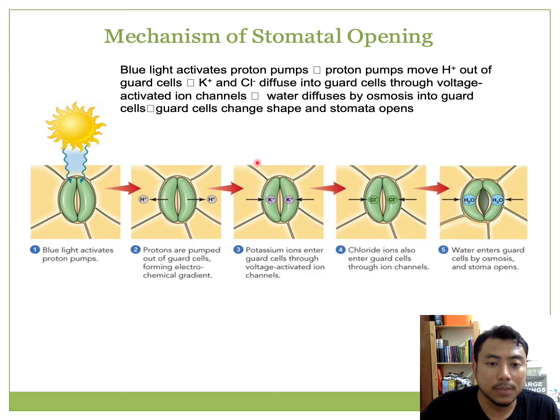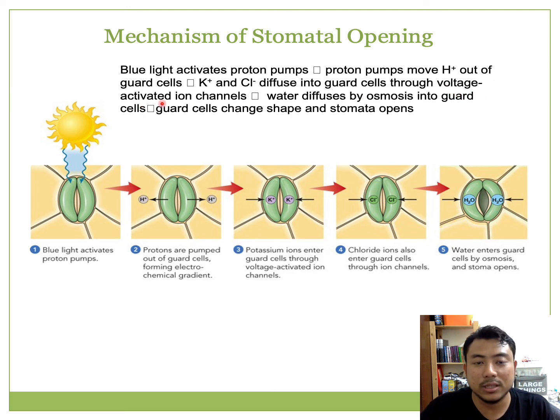Okay, next, potassium ion and chloride ion will diffuse into the gut cell. Maksudnya chloride ion pun juga akan masuk ke dalam gut cells through voltage activated ion channels. What is this voltage activated ion channel? Dia adalah protein yang terdapat pada plasma membrane of the gut cell juga. Tapi protein ni kerjanya dia akan membawa masuk potassium ion dan chloride ion. Tapi bila dia akan mula buat kerja? Jika ada perbezaan voltage yang tertentu itu tadi. Sebab tu namanya voltage activated.